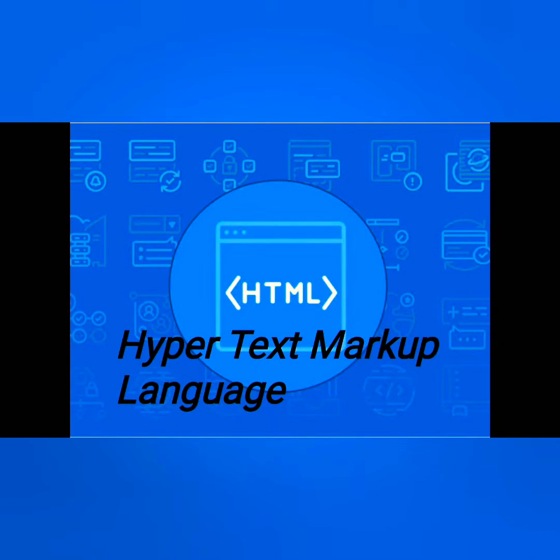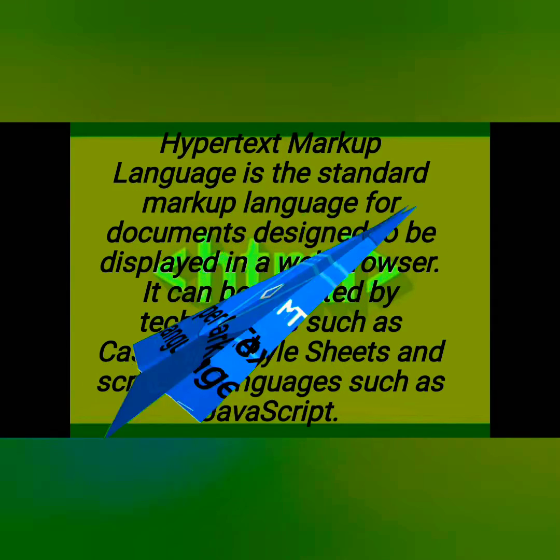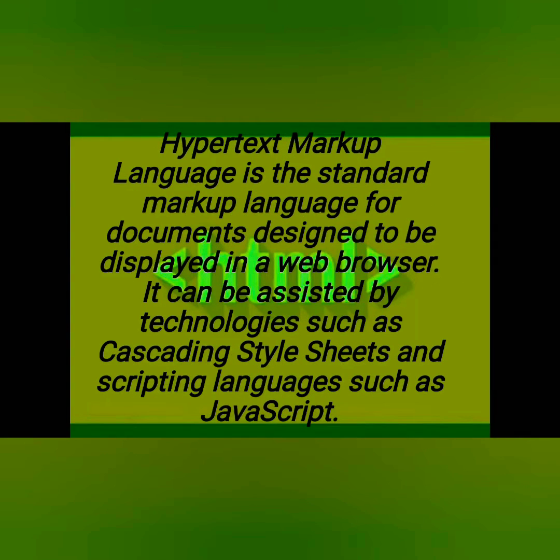Today we are going to learn the basic concepts of Hypertext Markup Language, which is in short known as HTML. Hypertext Markup Language is the standard markup language for documents designed to be displayed in a web browser. It can be assisted by technologies such as cascading style sheets and scripting languages such as JavaScript.